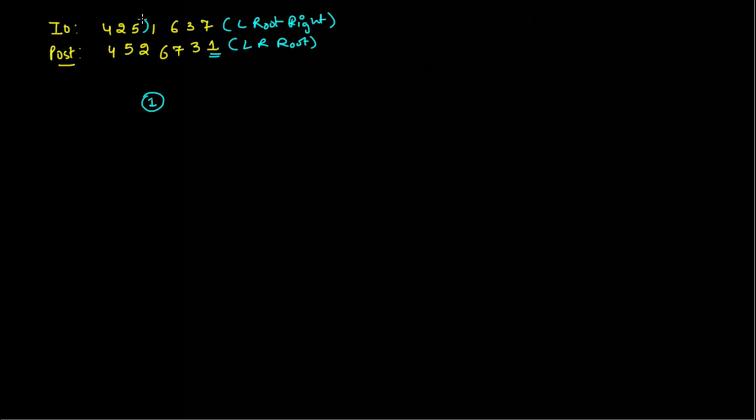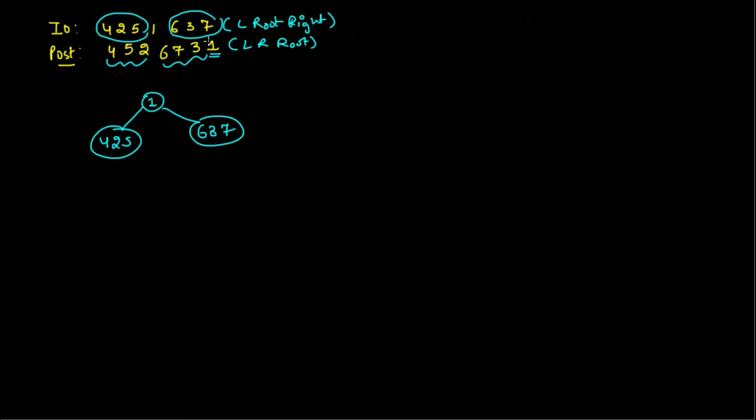So for this one, on the left we have 4, 2, 5, and on the right we have 6, 3, 7. Now in this 4, 2, 5 and 6, 3, 7, we have to identify what the root is. So if you go to the post order, we have these clusters, which are 4, 5, 2 and 6, 7, 3.